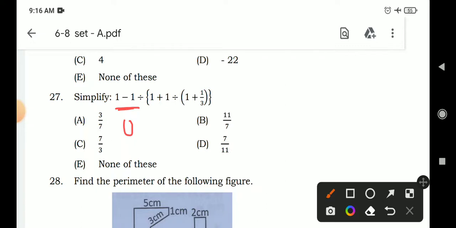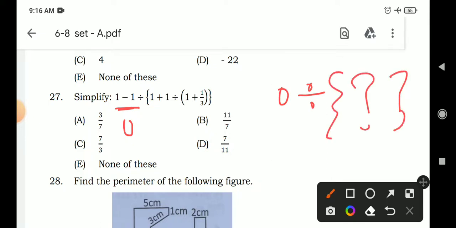What will 0 divided by any number give you? Always you will get 0, and 0 is nowhere given in the options. For this one we have one more option, E, none of these. So what answer will come? None of these, and its correct answer is 0. But in the option, what will you write here? None of these, since we do not have 0 in any of the options up to D.